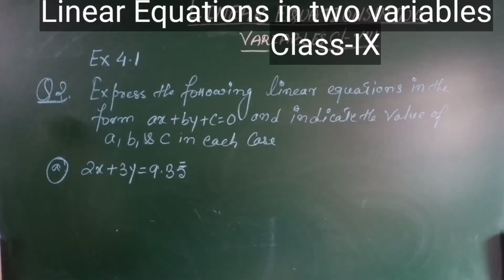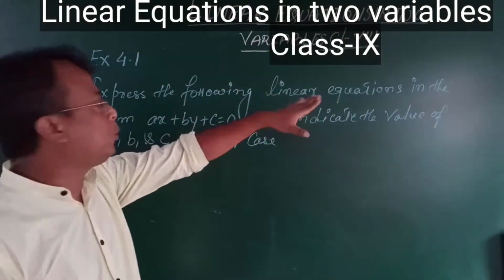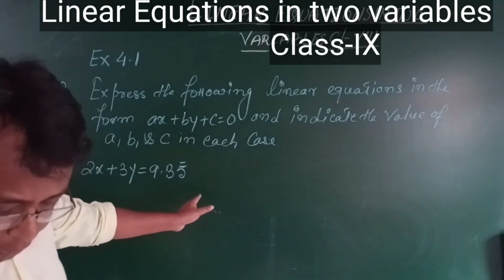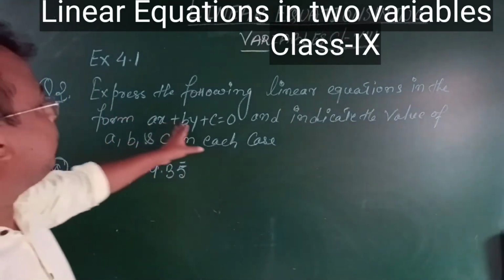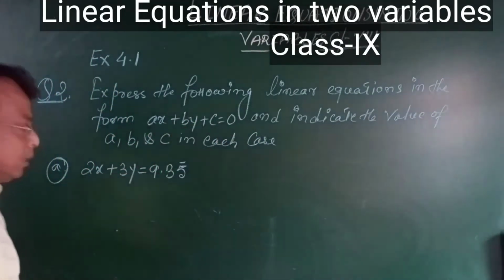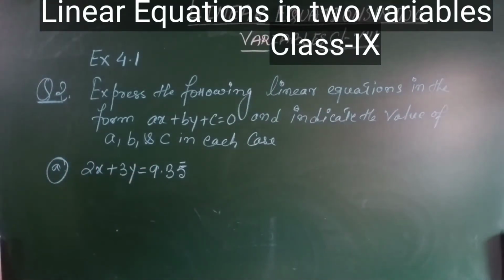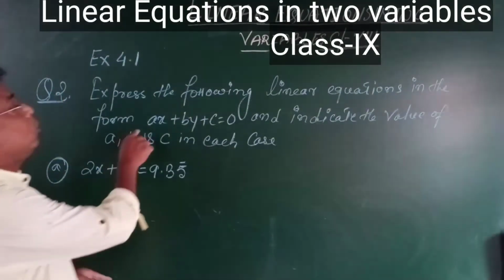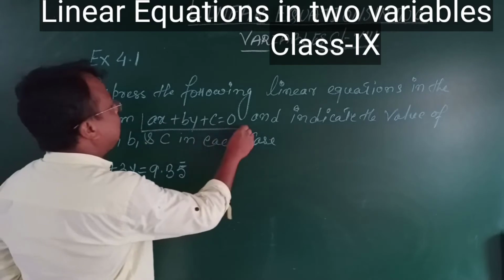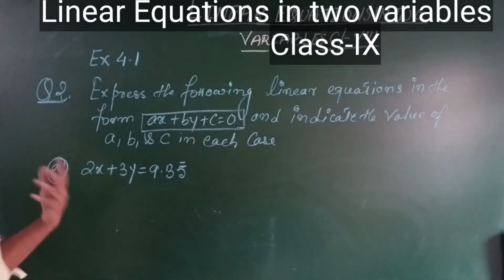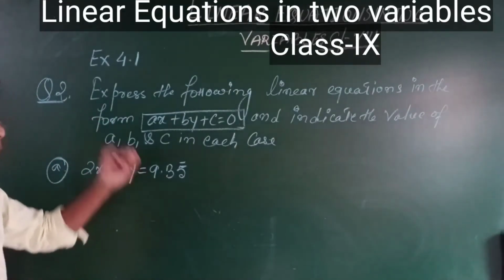Now come to question number 2 of exercise 4.1. It says: express the following linear equation in the form ax + by + c = 0 and indicate the values of a, b and c in each case. Suppose one linear equation in two variables is given. This equation is not in standard form. To bring it into standard form, it should look like ax + by + c = 0, but it is not. So first we will bring it into standard form, and after that you have to write down the values of a, b and c.